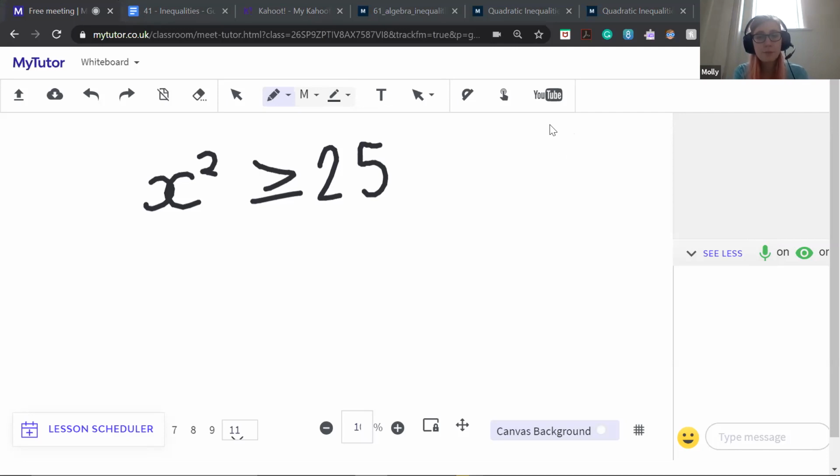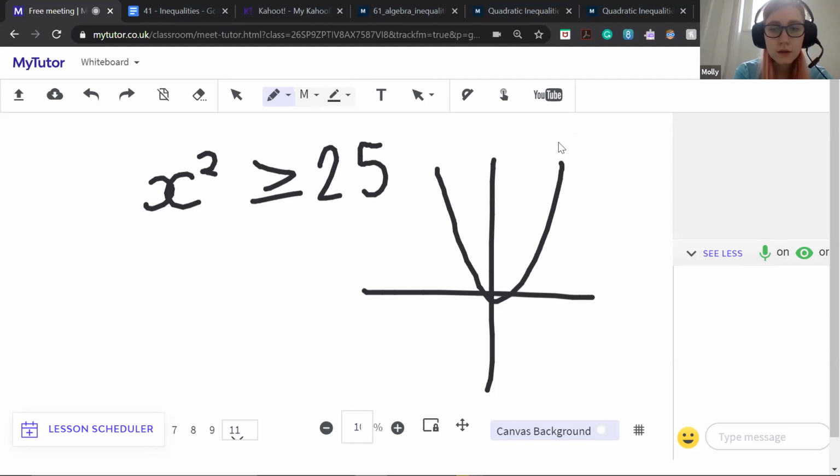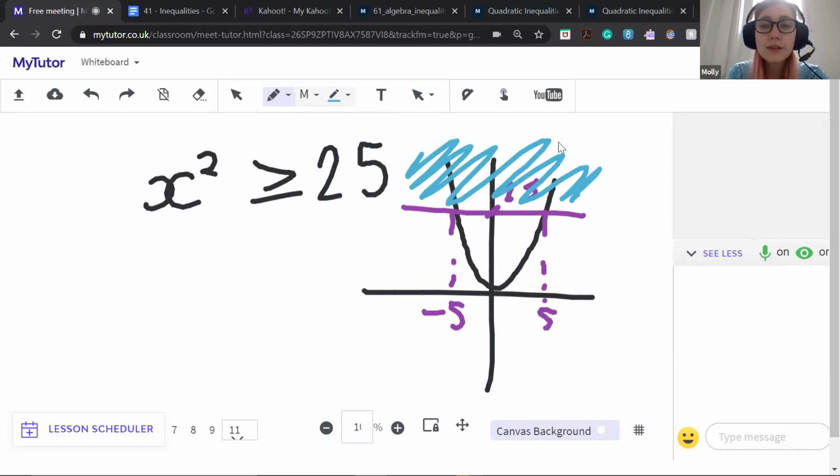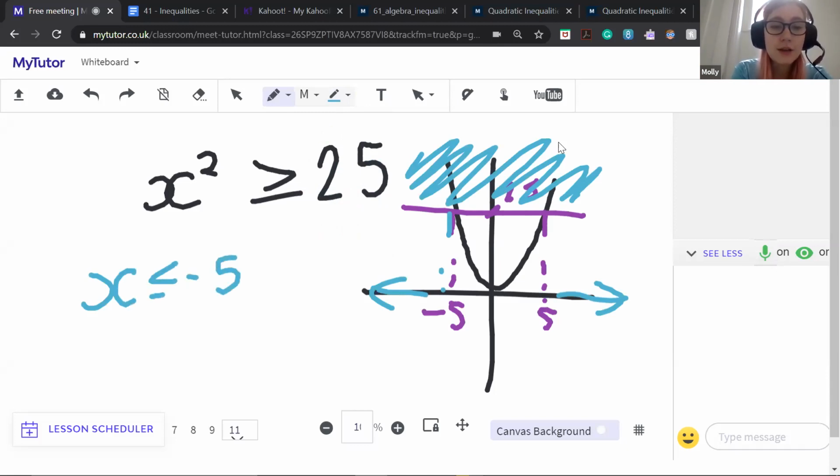Okay, so I'll go through this one. Let's just draw x squared. Oh, that was very bad. It should be touching here. And see where it is equal to 25. Well, up here at minus 5 and 5. Now we want where x squared is greater than that. Where is it greater than it? All the way up here. And where is that true? Well, outside of this boundary. So less than or equal to minus 5 or greater than or equal to 5.